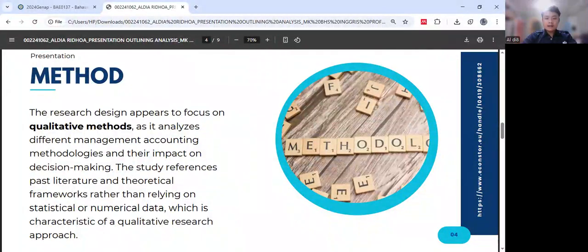In here, there is a method. The research is designed to focus on a qualitative method as it analyzes different management accounting methodologies and their impact on decision making. The study references past literature and theoretical frameworks rather than relying on statistical or numerical data, which is characteristic of a qualitative research approach.